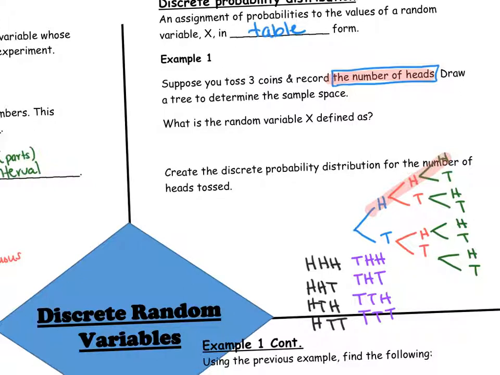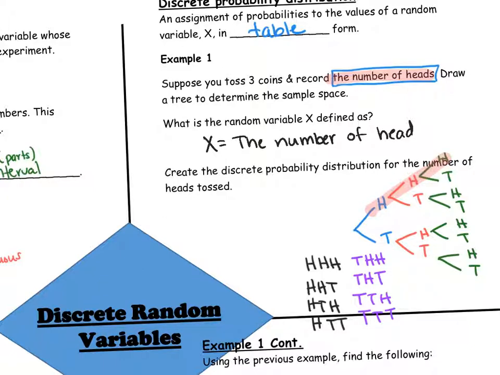But what am I actually interested in for this particular problem? The number of heads, right? So we're going to make a table where the first thing we do is say, what is the random variable X defined as? Well, X is equal to the number of heads. And here's how we define a random variable. We use a capital letter X and we say it's equal to something, in this case, the number of heads.